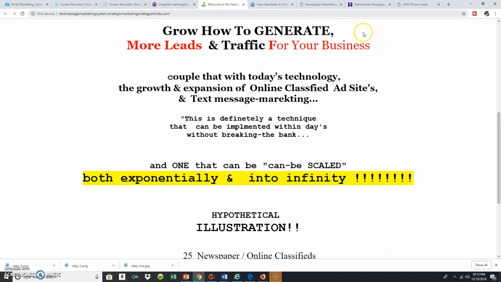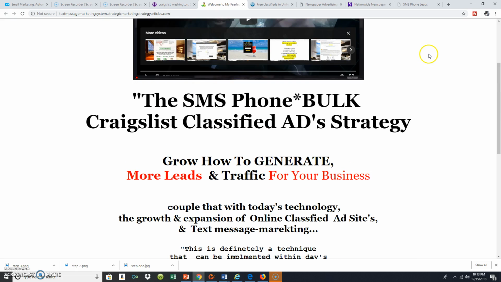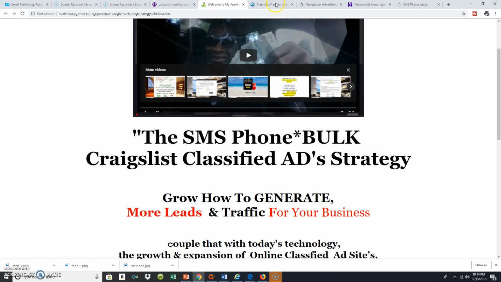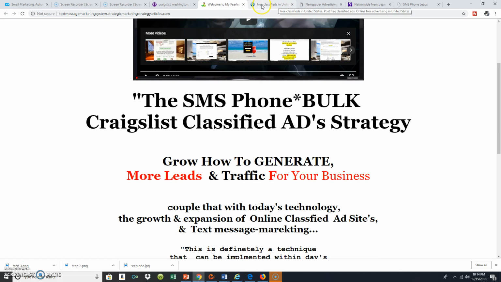So when we talk about bulk advertising, classified advertising, and coupling that with your SMS phone number, now you can place bulk classified ads and use your phone number and the different techniques and strategies inside the SMS phone system to grow your business exponentially. You understand what I'm saying? Because look, let's look at something, guys. Let's go over here for a second.